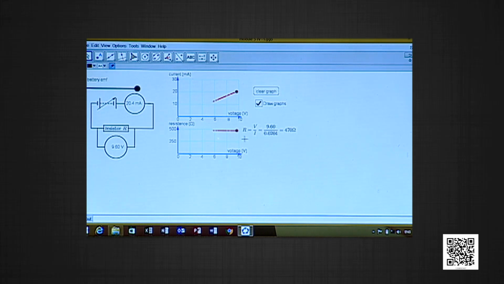Here we calculate R as V upon I. Suppose we have a resistance of 470 ohm. At that point, the value of current, as you can see from this point, is 20.6 milliampere, and at that time the voltage is around 9.67 volt.